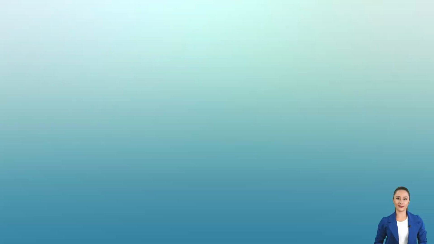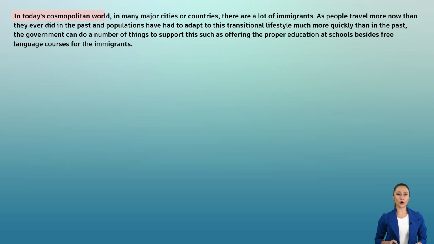Here we go with the introduction paragraph. In today's cosmopolitan world, in many major cities or countries, there are a lot of immigrants. As people travel more now than they ever did in the past, and populations have had to adapt to this transitional lifestyle much more quickly than in the past, the government can do a number of things to support this, such as offering the proper education at schools, besides free language courses for the immigrants.